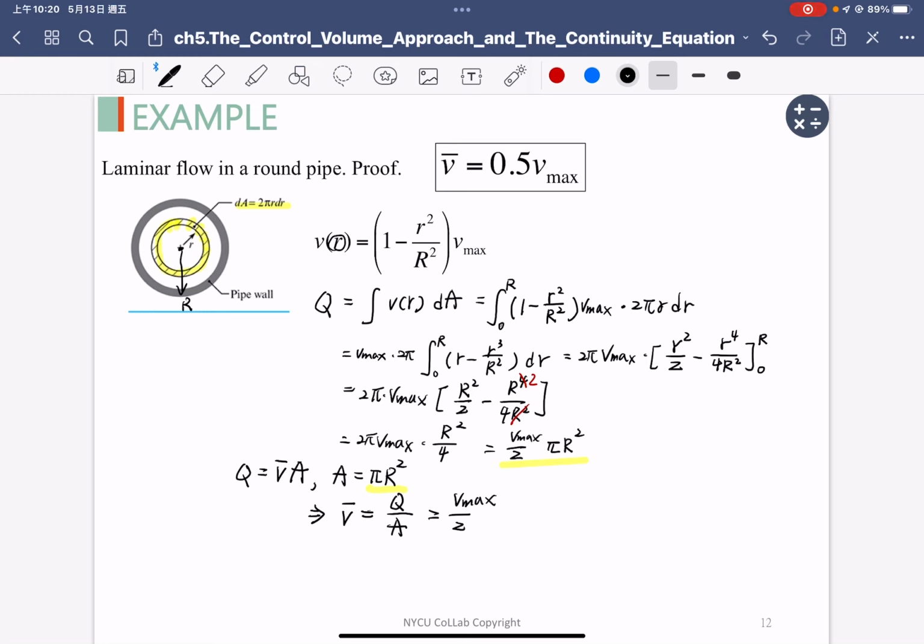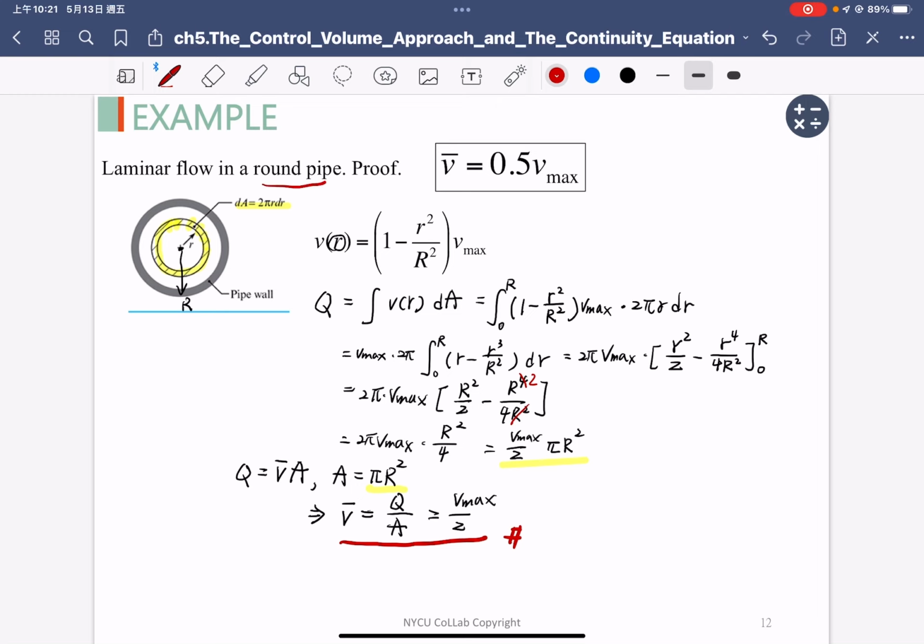Okay, so we proved the relationship between the mean velocity and the v maximum has only the 0.5 factor. In the later exercise, I will let you know how advantageous it is if we know the mean velocity beforehand for our questions. You can keep in mind two important relationships.